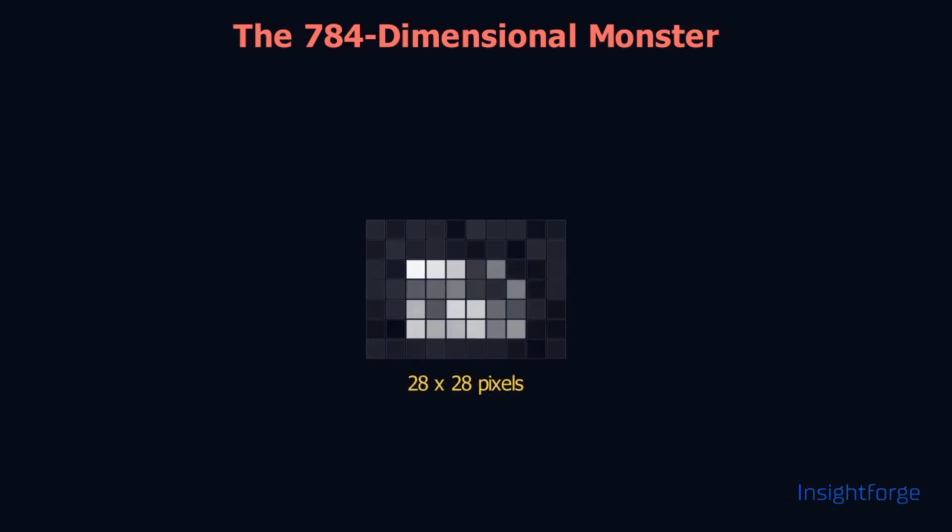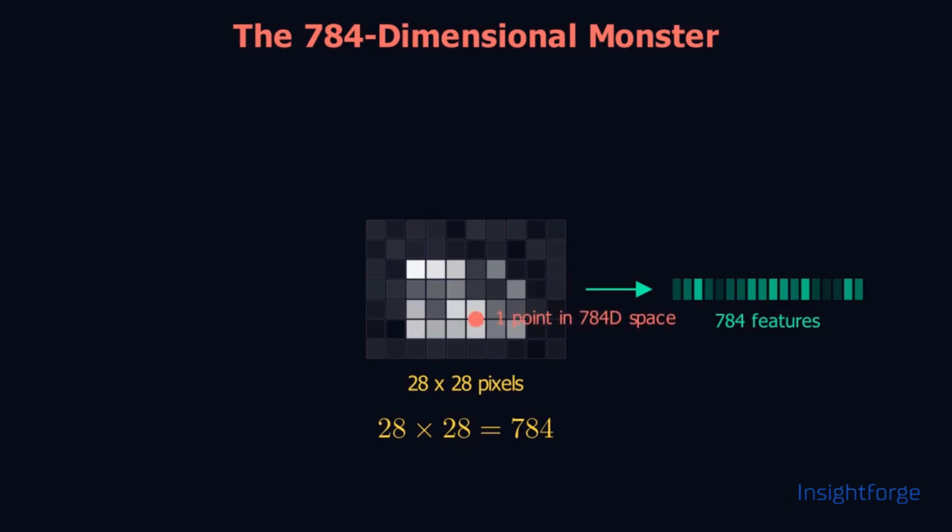When you look at a handwritten digit from the MNIST dataset, it looks like a simple grayscale image. But mathematically, it is a 2-dimensional grid of 28 by 28 pixels. Each pixel has an intensity value between 0 and 255. To feed this image into traditional machine learning algorithms, we have to flatten that grid into a single, 1-dimensional vector. 28 multiplied by 28 gives us exactly 784 individual features. This means each image is now a single data point floating in a 784-dimensional space.